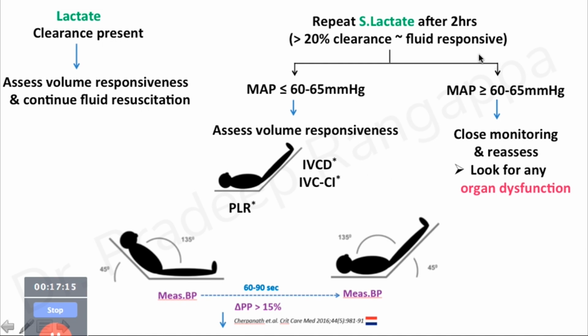Suppose after you have given 30 ml per kg and run a second bolus of Ringer's lactate of 30 ml per kg and vasopressors, your MAP has improved and your lactate has come down. There is more than 20% clearance of lactate. Then you don't have to worry. You have to just closely monitor and reassess and look for any organ dysfunction.